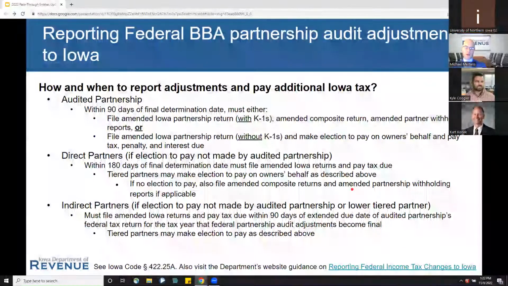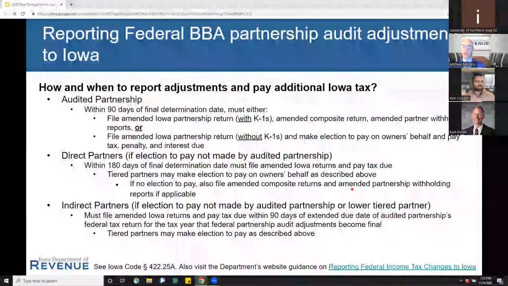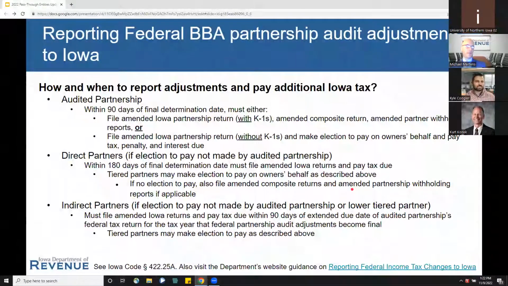If they are a tiered partner, that is, they're a pass-through entity, and the audited partnership has not made an election to pay, those tiered partners can make an election to pay related to their share of the audit adjustments. And it works the same way as the audited partnership does. So if they make that election to pay, they would file an amended return without amended K-1s, make that election to pay the amount due, and that ends the reporting to the state of Iowa.